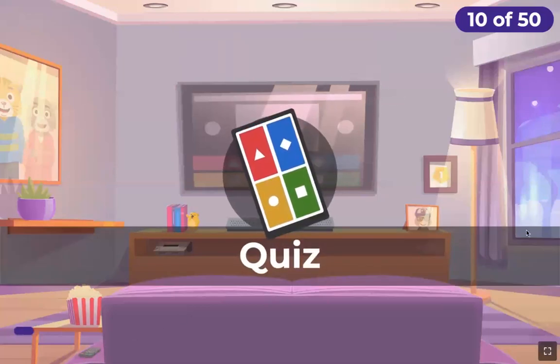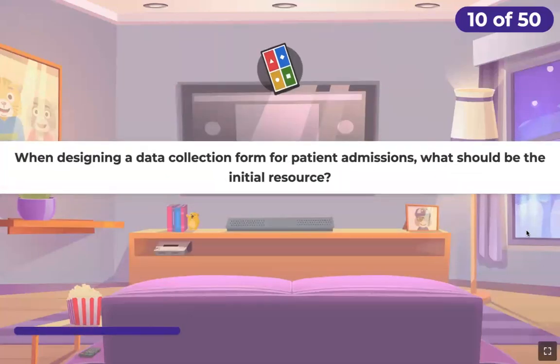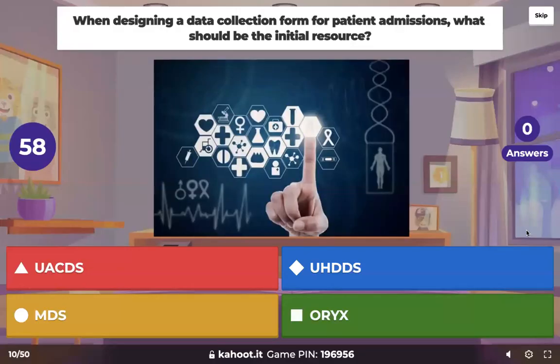All right, next question. When designing a data collection form for patient admissions, what should be the initial resource? Designing a data collection form for patient admissions. 48 seconds. Take your time and think about it if you need time to think about it. You don't have to rush.